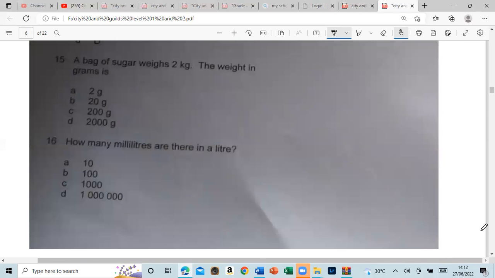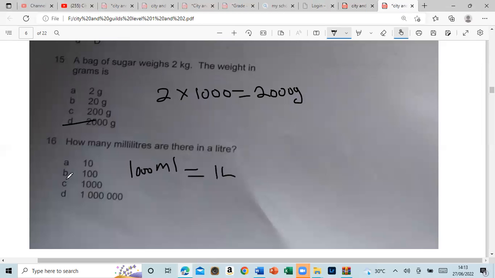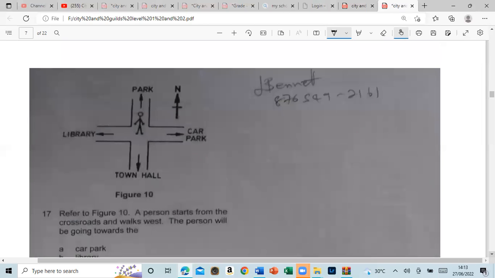All right, a bag of sugar weighs 2 kilograms. The weight in grams is, so it will be 2 times 1,000, so that will be 2,000 grams. How many milliliters are in 1 liter? So that's 1,000 ml equal to 1 liter. All right, so that's 1,000. So that's C. Number 17.